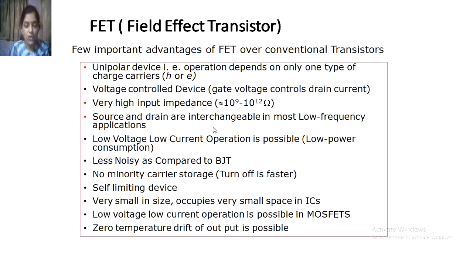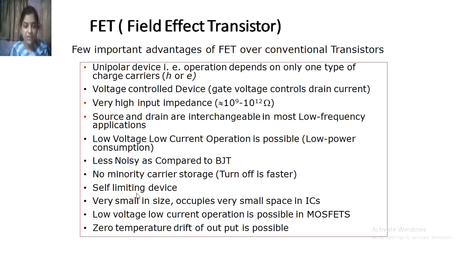Again, low voltage, low current operation is possible, so there is low power consumption. The advantage is low power consumption, because it will work on low voltage and low current. Then it is less noisy as compared to the BJT. Then there is no minority carrier storage, so turn off is faster.